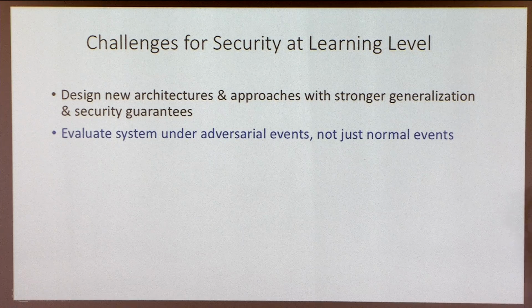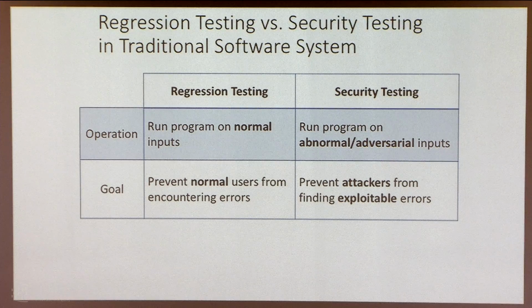A second one I would like to mention is how we can evaluate these systems. In fact, we should evaluate these learning systems on adversarial events, not just normal events. Again, here's a comparison to how we do security in traditional software systems. In my security class, this is one of the key slides that I teach my students: there's an important distinction between regression testing versus security testing.